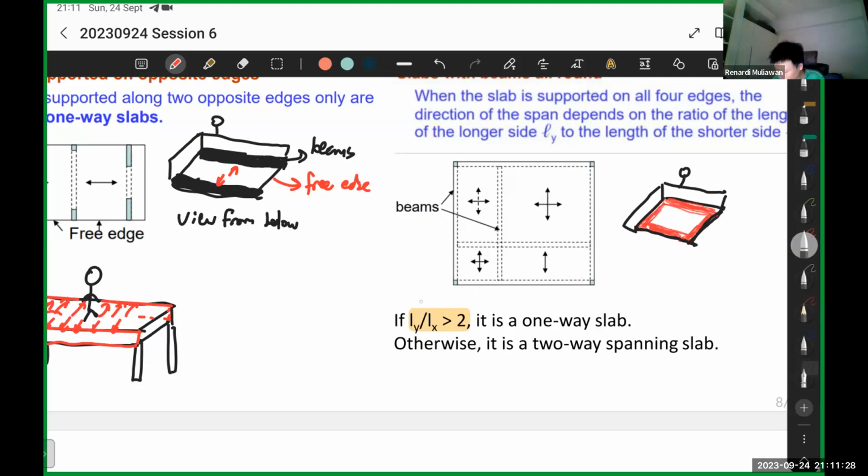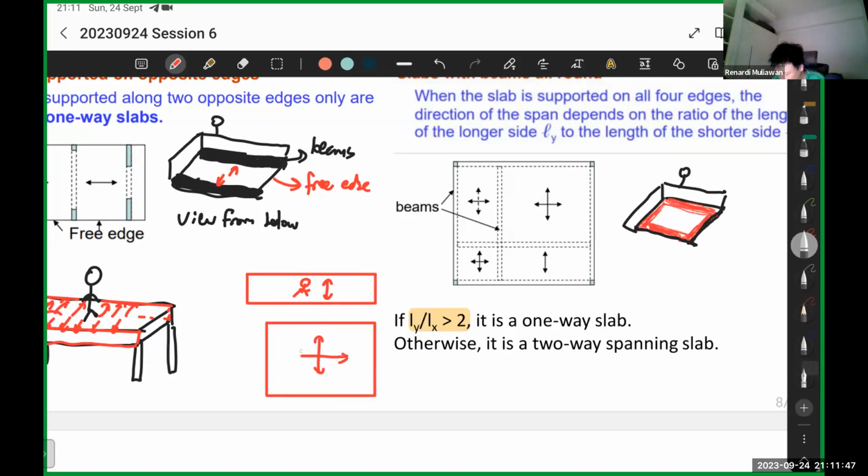So if Ly is twice the length of Lx, then the slab will be very long like this, and it will be one-way spanning. But if Ly and Lx are square-ish, then it will be two-way spanning. So that's how you differentiate a one-way spanning and two-way spanning.